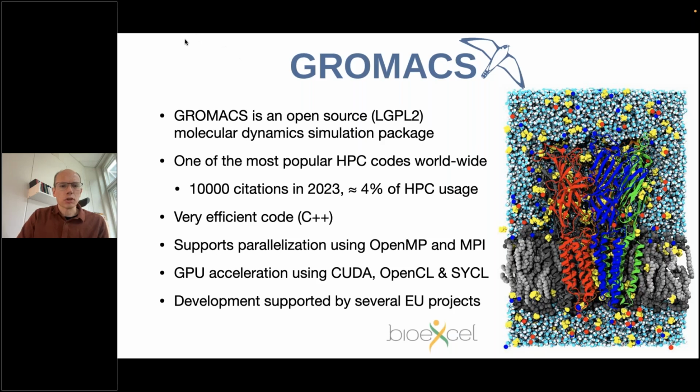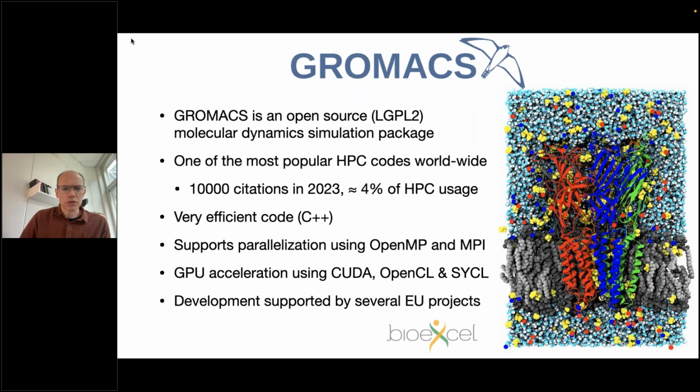So just a quick overview of the code. It's an open source code, LGPL2 or later licensed. It is used for classical molecular dynamics simulations. And as a code, it's one of the most popular HPC codes worldwide. In 2023 we had about 10,000 citations, and according to one research company it accounts for about 4% of the HPC used worldwide, so of all the HPC machines in the world.